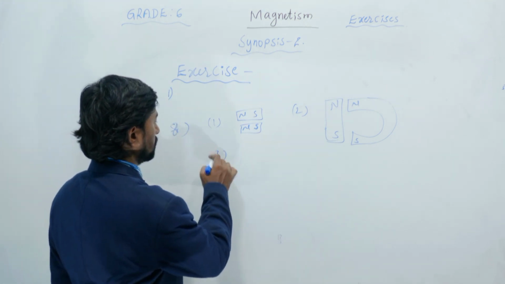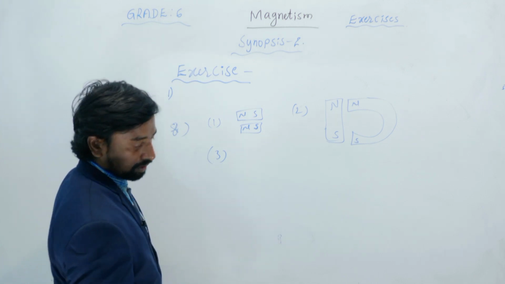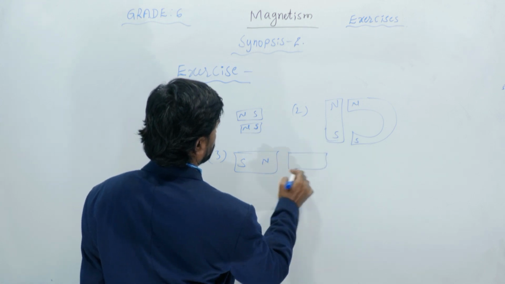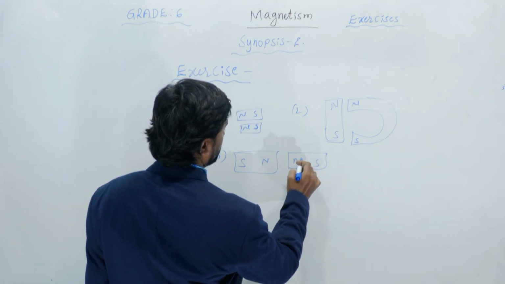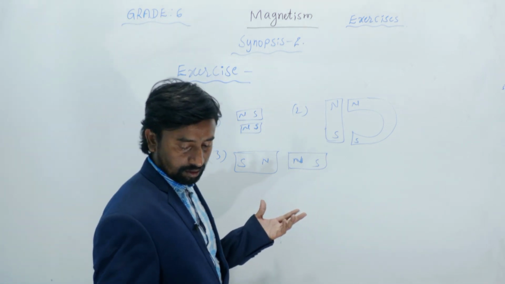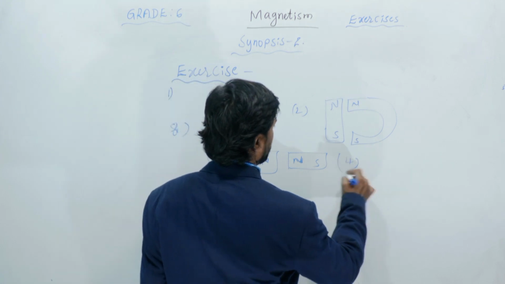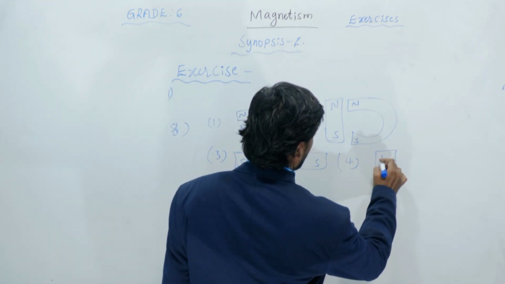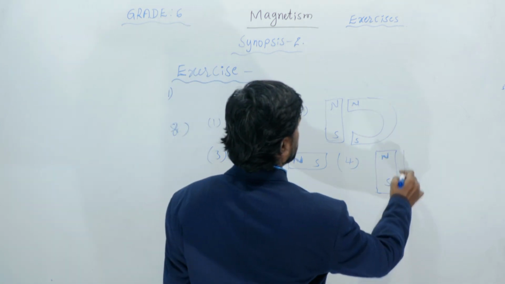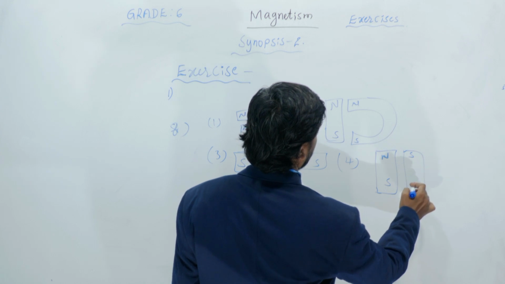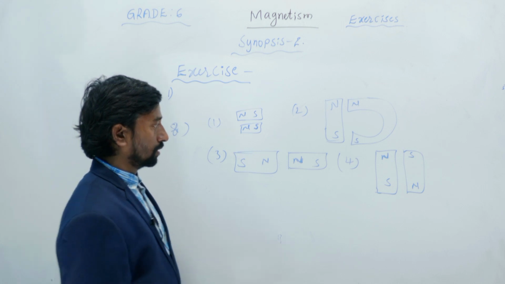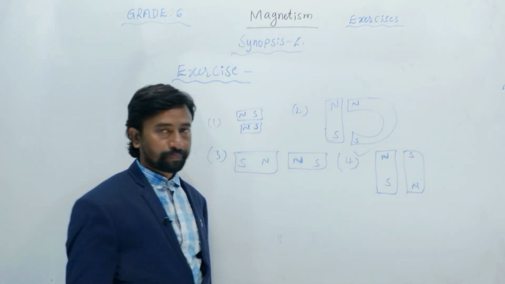In the third one, two bar magnets with south pole and north pole here, and north pole and south pole there, will also repel each other, since like poles repel. Next, the fourth one: here it is north pole, south pole, and there south pole, north pole. They are unlike poles, so they will attract, and they will stick together.